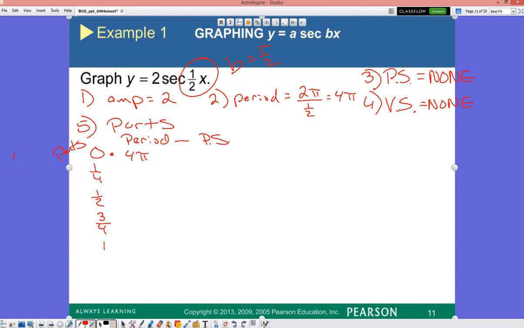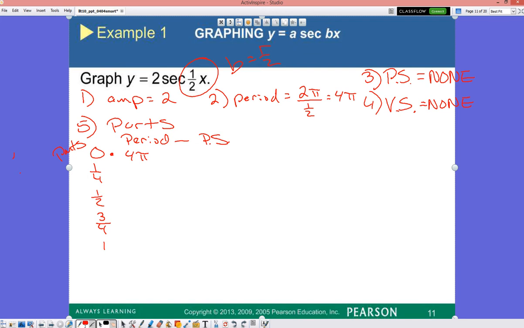Vertical shift only moves it up and down. It has nothing to do with these, which are my left and rights. You only use vertical shift when you're graphing, right? Yes. Vertical shift is only when I graph, just like my amplitude is only when I graph. And the phase shift, where'd you get it from? Isn't it in the parentheses?